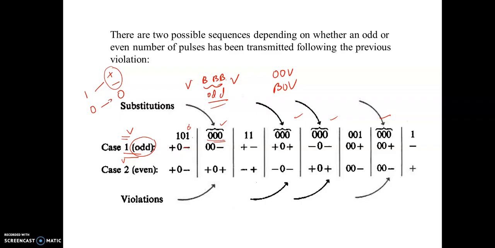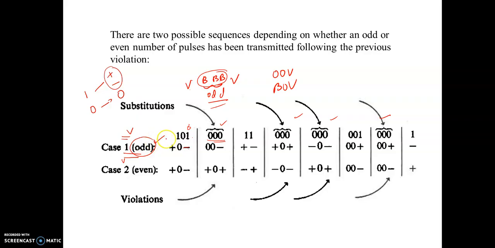For the triple zeros, you have to check the number of pulses, that is bipolar alterations, preceding the previous violation. So you have to find that out. In the first case, I assume it as odd.